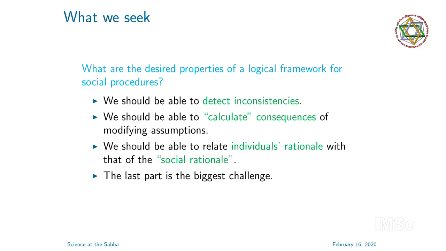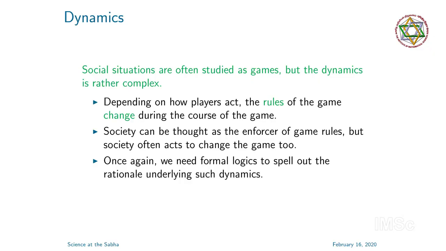The last part is the biggest challenge. Theory of computation and mathematical logic teach a lot about the earlier parts. Game theory suggests something, but we are really groping in the dark. There is a lot of dynamics involved, and these have been formulated as games, but depending on how players act, the rules of the game change during the course of the game itself. Formulating it as a game is hard because the rules change. Society can be thought of as an enforcer of game rules, but society often acts to change the game as well. Society changes the rules. So the dynamics is very complicated, and once again we need formal logics to spell out the rationale underlying such dynamics.